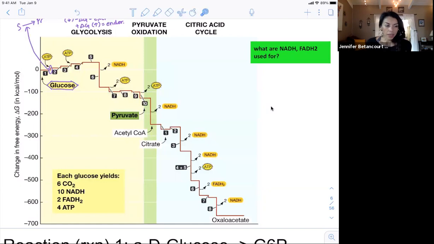And down here, this tells you for every 1 molecule of glucose, and think about it, when you eat a big bowl of spaghetti and meatballs, you're not just eating one glucose molecule, you're eating thousands of glucose molecules. So once your enzymes break that into individual glucose, each glucose yields, this is a byproduct, so that's not energy, 10 NADHs, 2 FADHs, and 4 ATPs.